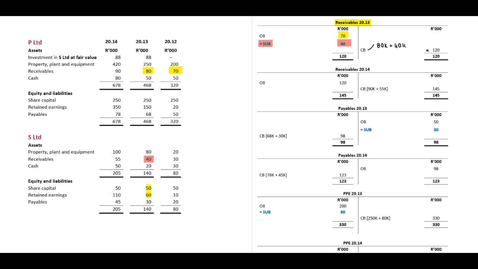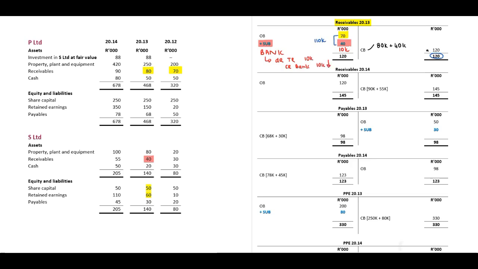Therefore, when you add the credit side of our receivables for 20.13, the total will be 120,000. Our debit side will be 110,000. Therefore, we still have to include bank to the value of 10,000. Now, when you think about this transaction, debit our trade receivables, credit our bank with 10,000. Therefore, our bank account decreases.